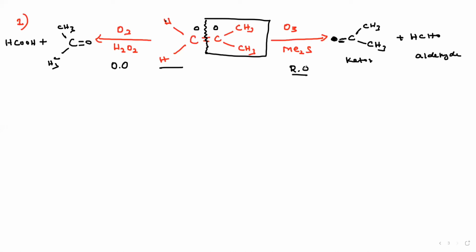Very simple. In reductive, you can add one O to this carbon. Simple. You got the point? In reductive ozonolysis, we will get ketone plus aldehyde. In oxidative ozonolysis, we get ketone plus acid. This is ketone plus acid. That was the first question. I will go to the next question so we understand better.